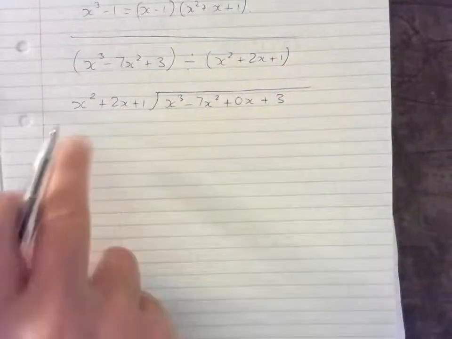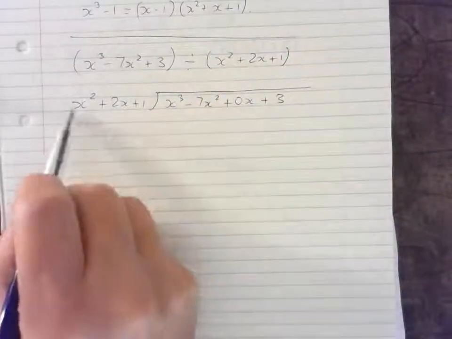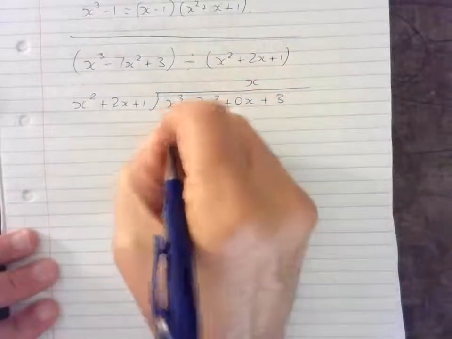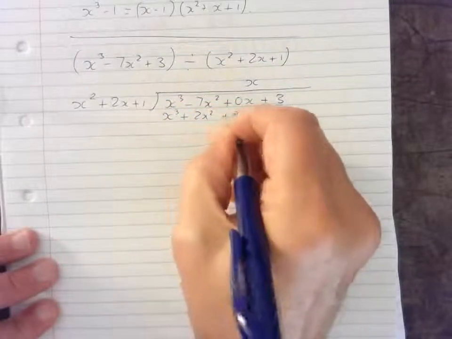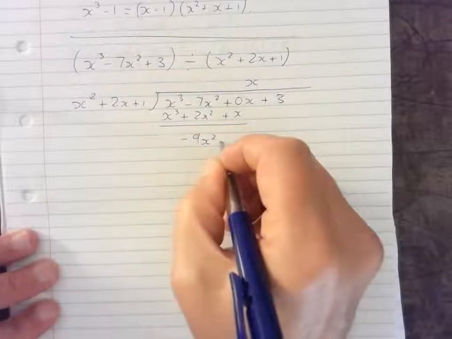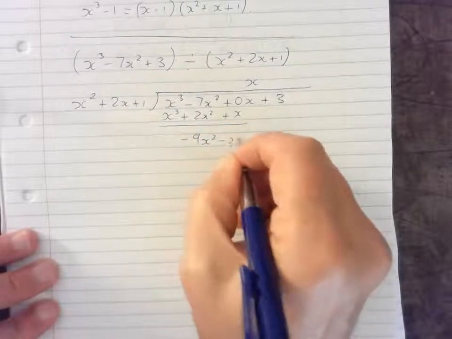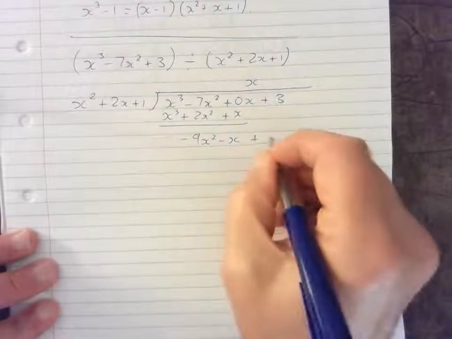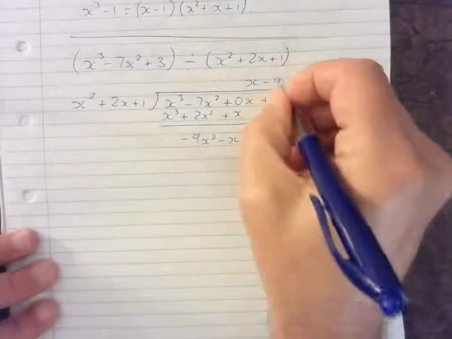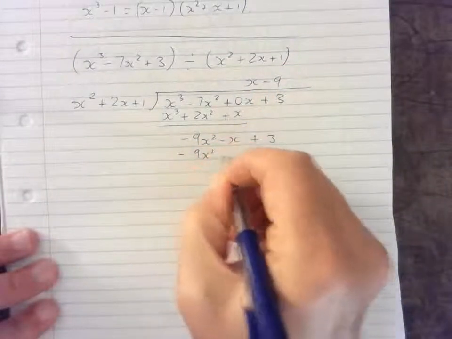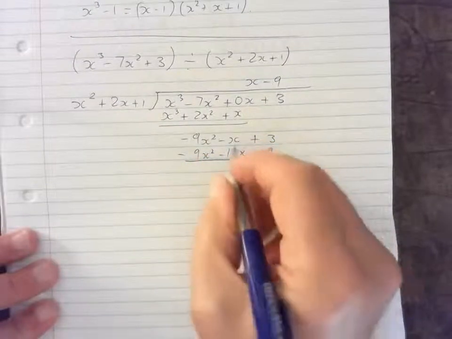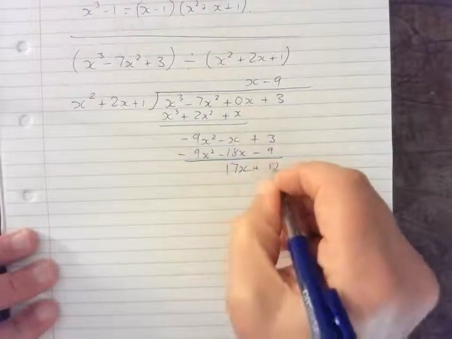And again, I'm not going to get very much up here because I'm already up to an x squared here. So my first multiplier is going to be x. That's going to be x cubed plus 2x squared plus x. Subtract, that gives me minus 9x squared minus x, and that gives me a plus 3 at the end. My next number is going to be minus 9, and that gives me minus 9x squared minus 18x minus 9. If I subtract this, I now get 17x plus 12.